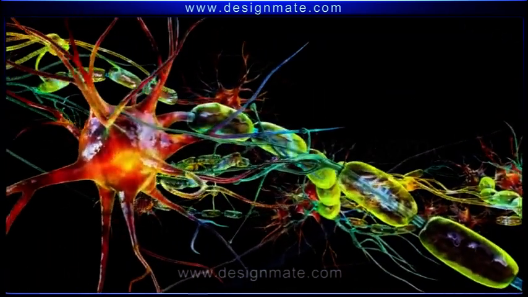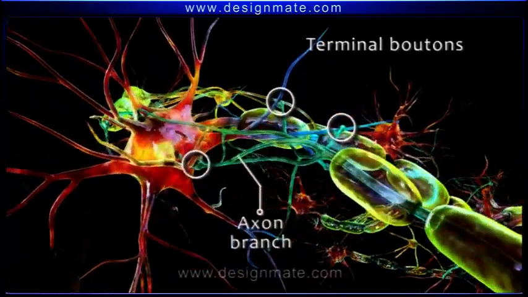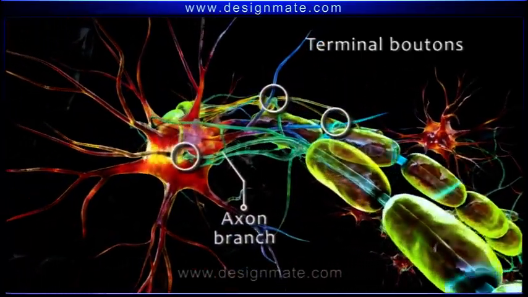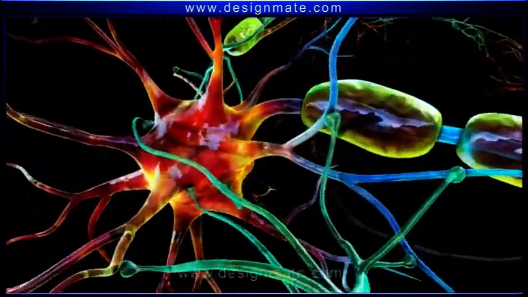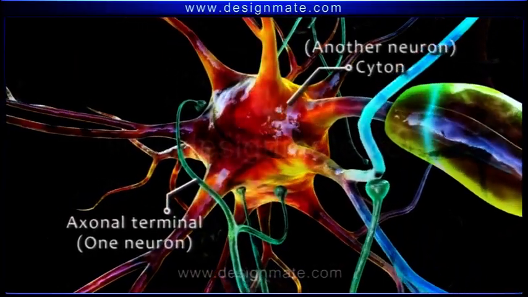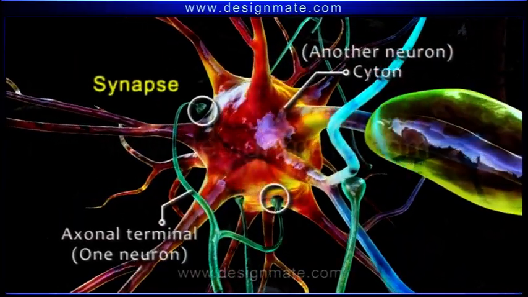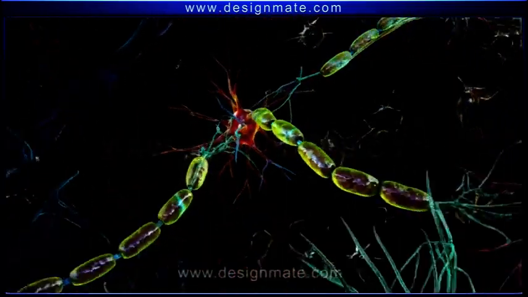The terminal boutons are located at the end of the axon branches and are responsible for sending the signal to the other neurons. The junction between the axon terminal of one neuron and the cyton of the other neuron is known as the synapse. Let us focus on the unidirectional movement of impulse through the neuron.